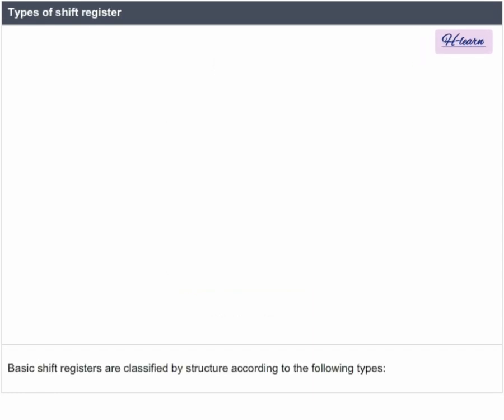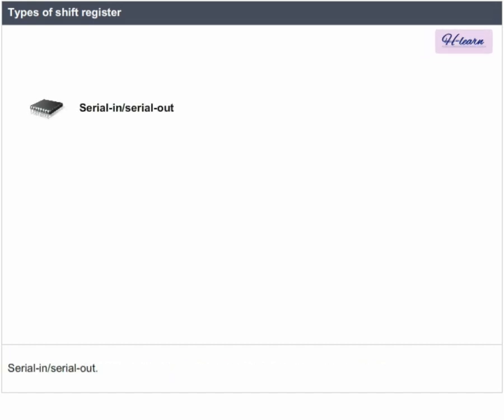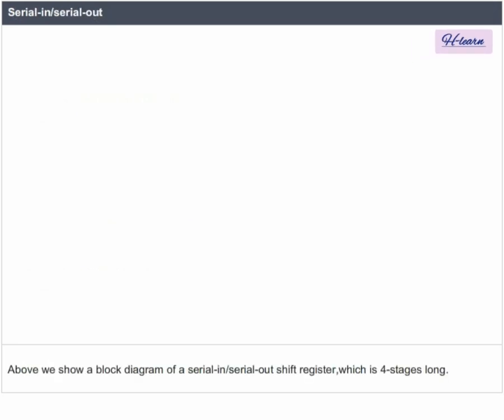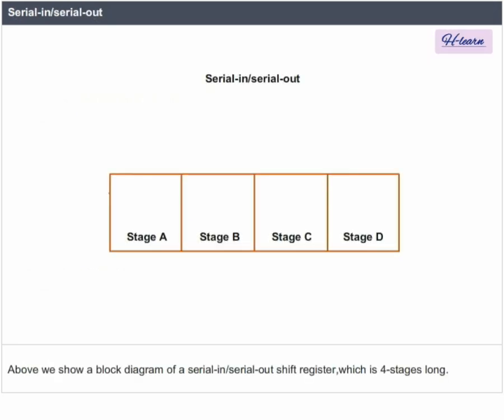Types of shift register. Basic shift registers are classified by structure according to the following types: serial in, serial out; parallel in, serial out; serial in, parallel out; universal parallel in, parallel out; ring counter.